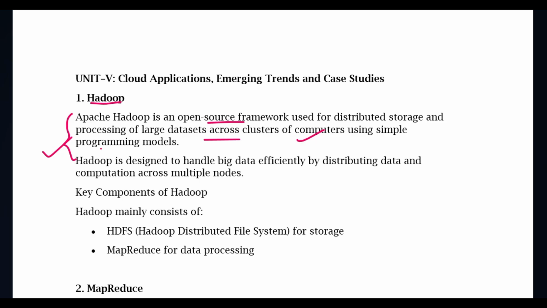There are multiple components of Hadoop as well, which are HDFS, the Hadoop Distributed File System, which is used for storage, and MapReduce, which is used for data processing. So basically Hadoop is a framework used to manage all these things about big data, and it consists of these two components: the distributed file system, whose primary objective is to store the data, and MapReduce, which is used for data processing. Now let's get into that.